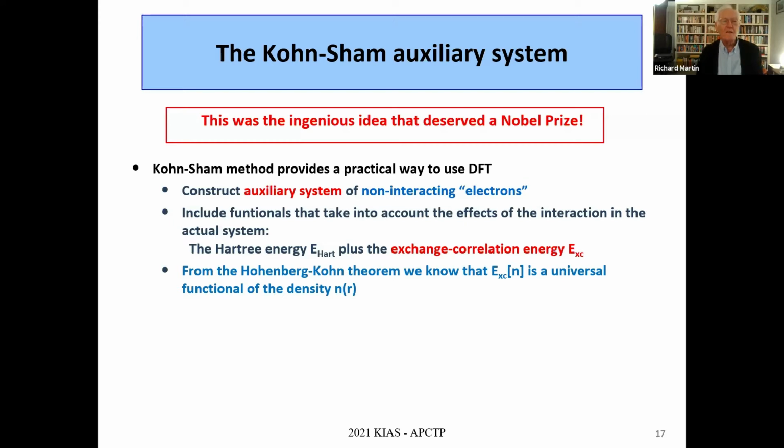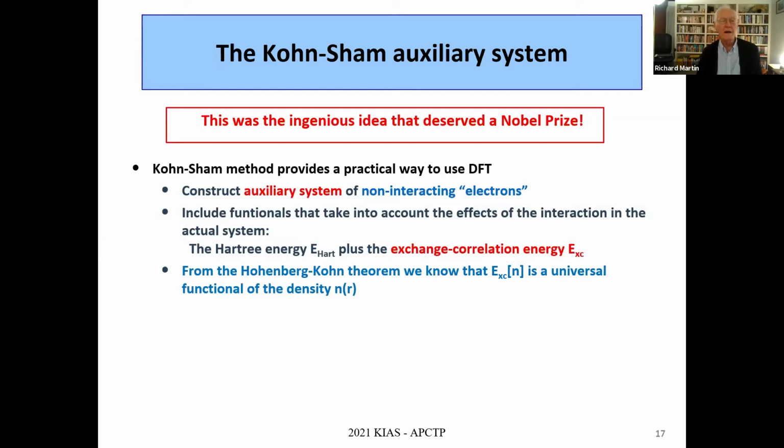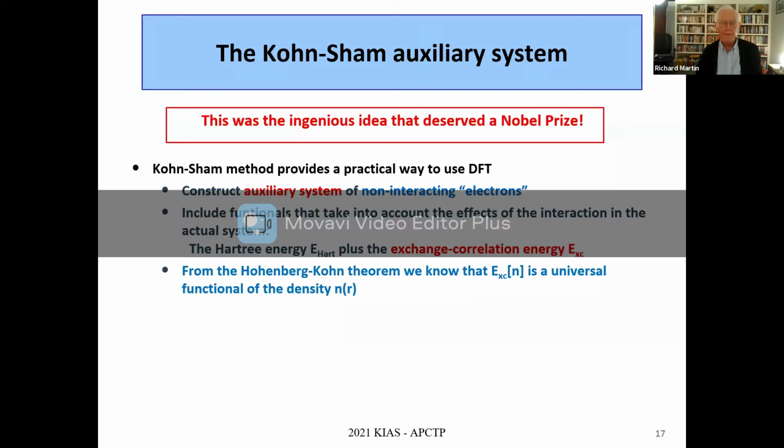And then must include functionals that take into account the effects of the interactions on the actual system. Those terms are then broken up, in their way of doing it, in terms of a Hartree energy that I'll mention on the next slide, plus all the issues that involve the many-body problem, called the exchange and correlation functional. And this is where the Hohenberg-Kohn idea really comes in.